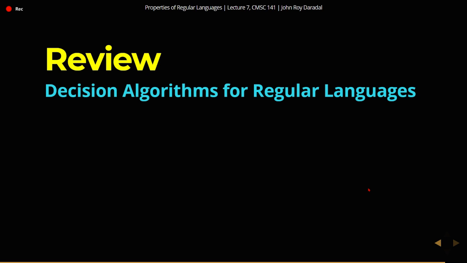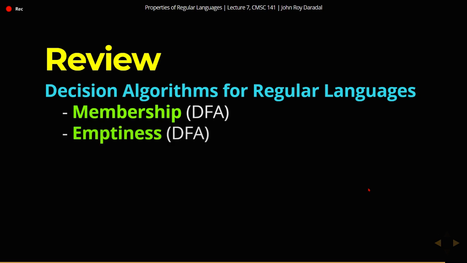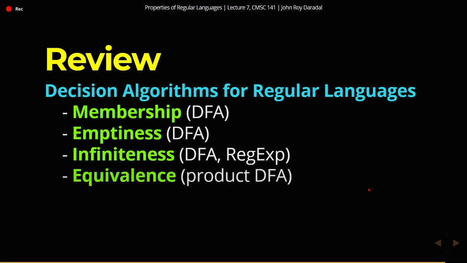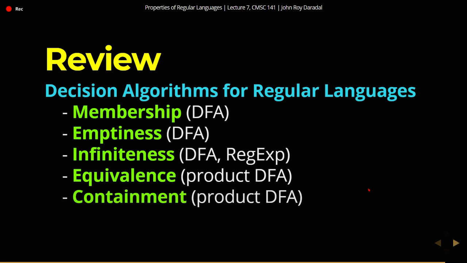So we discussed several decision algorithms for regular languages as well, starting with membership. So just simulate it through the DFA. So emptiness, check if any final states are reachable. Then for infiniteness, once you simplify the DFA, check if there are cycles. And you can also do this for the regular expression. So once you simplify the regular expression, check if there is a closure. For equivalence, we constructed the product DFA and check if the resulting language is empty. And the same thing for containment, we also use product DFA.